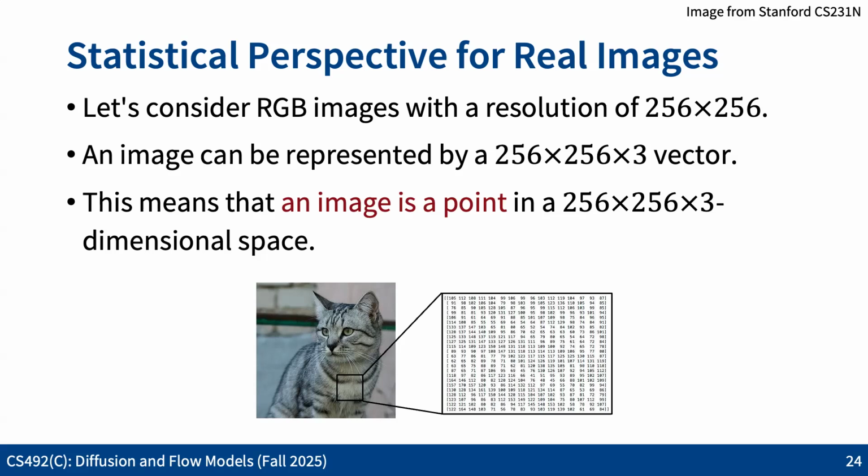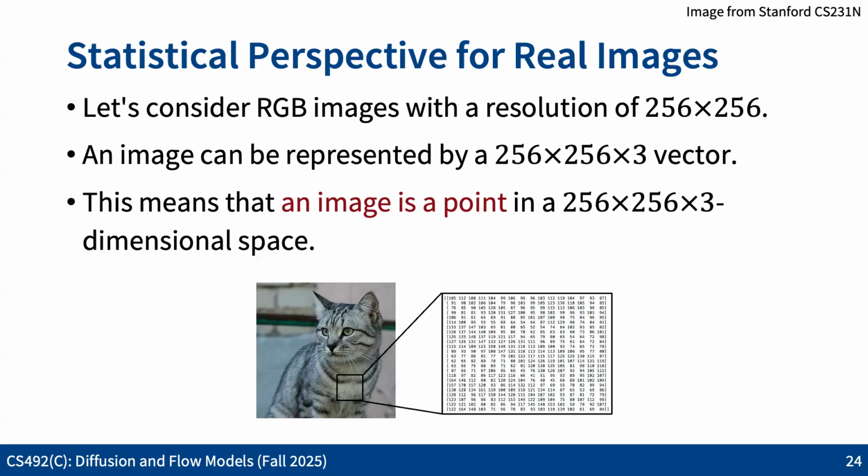So we can treat each RGB image as a single vector in a very high dimensional space, 256 by 256 by 3 dimensions. Actually, every image is just one point in a very high dimensional space, right? Then the problem becomes the same. So we are talking about points in the 2D space. Now the set of images can be considered as points in this very high dimensional space.